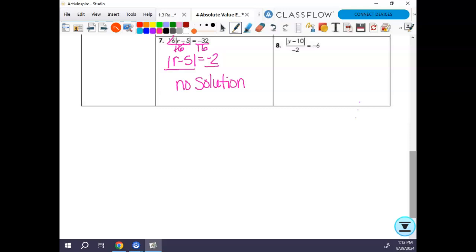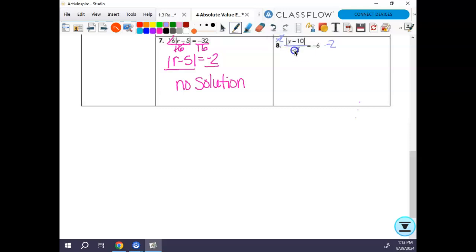All right. So should I stop on number 8 right now and go, oop, that's negative, I guess it's no solution? No, you isolate it first. So if I want to isolate this, what do I do? Good. Multiply both sides by negative 2.